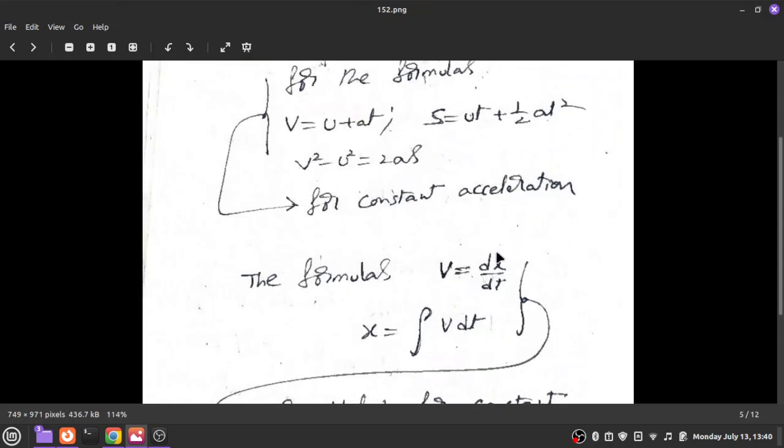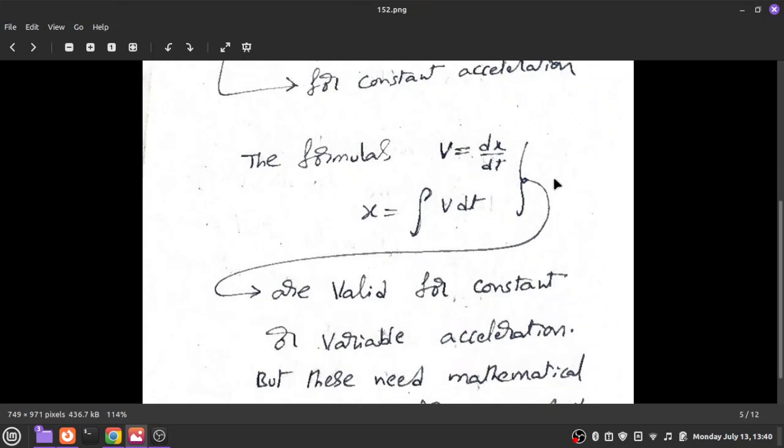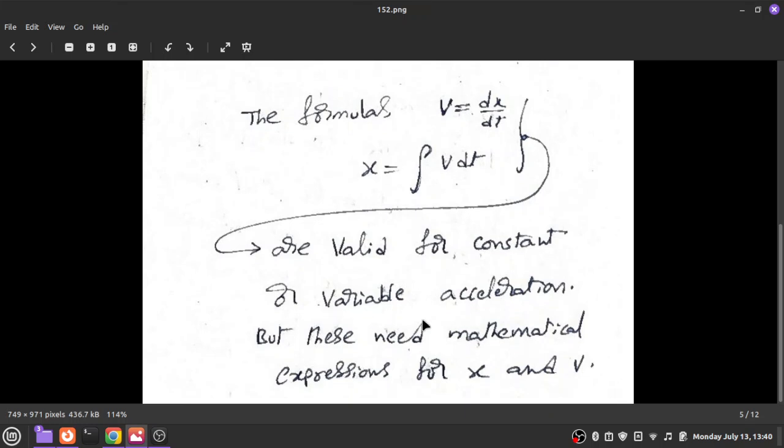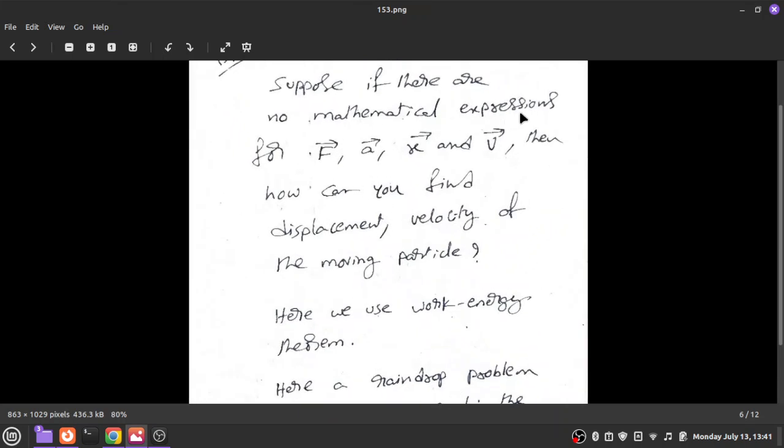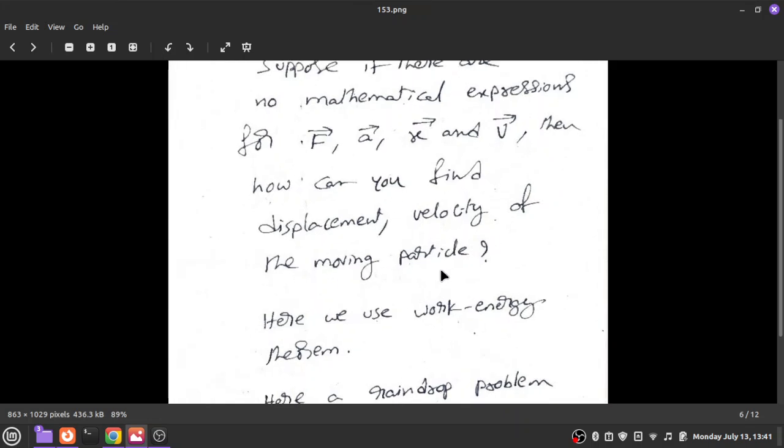You need constant acceleration. But the formulas v = dx/dt and x = the integral of v dt are valid for constant or variable acceleration, but you need mathematical expressions for x and v. These are the limitations of these formulas. So under these conditions, suppose there are no mathematical expressions for force, acceleration, displacement and velocity. Then how can you find the displacement and velocity of a moving particle?